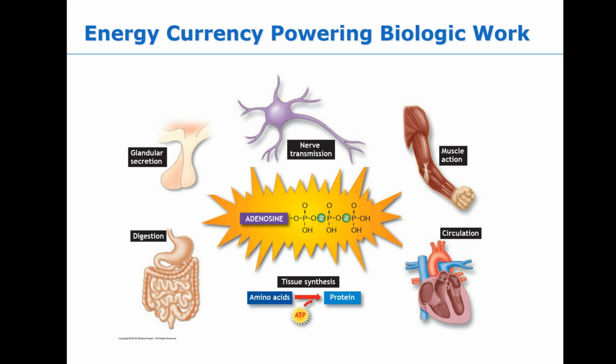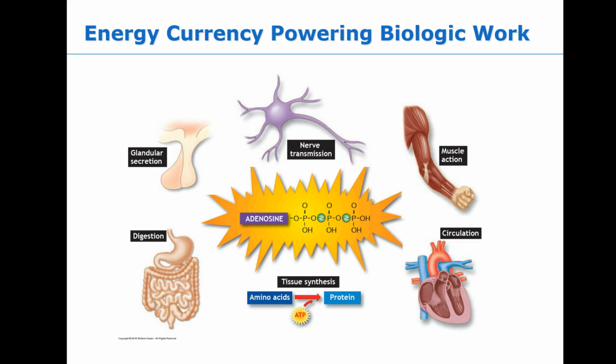When we're talking about biologic work, this is a great picture that gives you examples of all the different types of work that our body does on a daily basis. In the middle of the graph, you can see the adenosine and the triphosphate and the bonds present there. It transfers and powers nerve transmission, our muscle action, circulation, and tissue synthesis, where amino acids combine with ATP to formulate proteins.